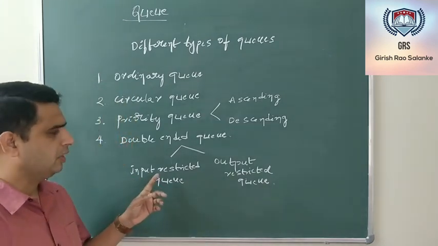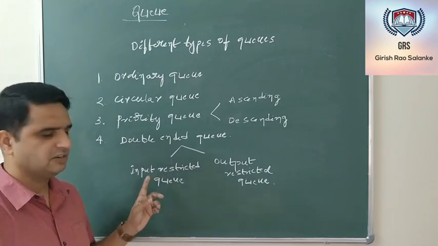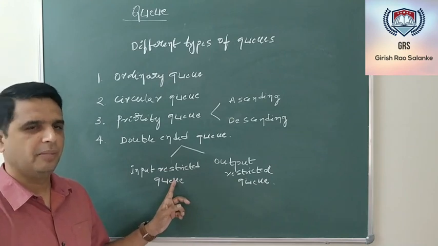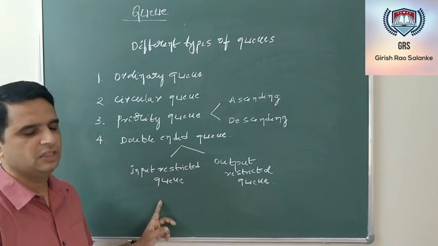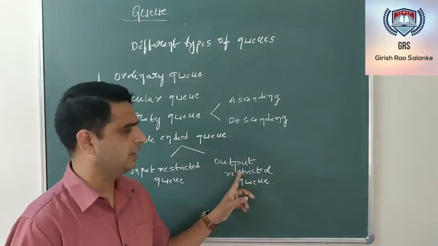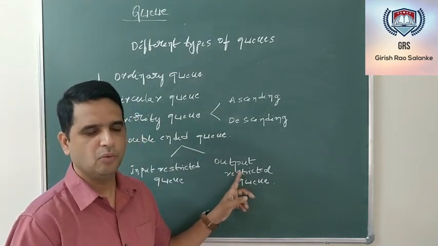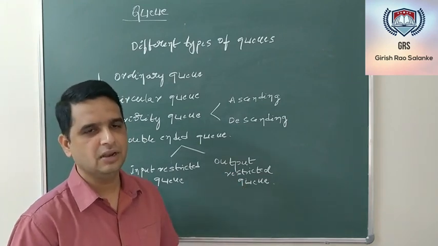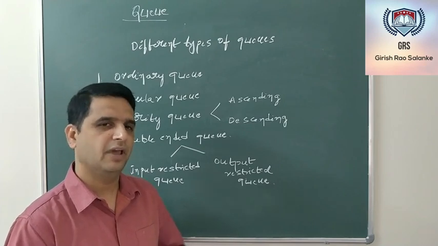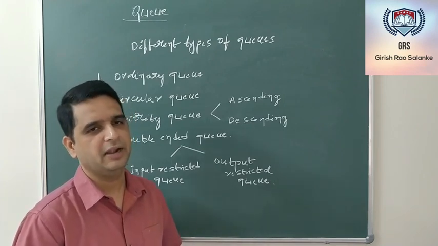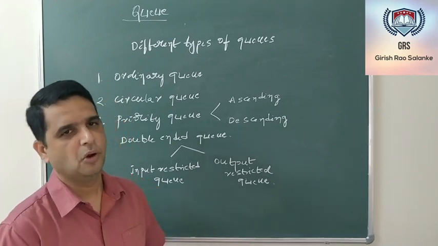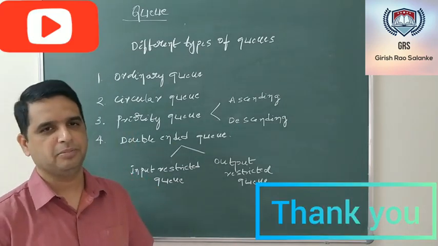In case of input restricted queue, the insertion can be done using only the rear end. We are restricting the front end for insertion operation. But the deletion can be done using both the front end as well as the rear end. In case of output restricted queue, we use only the front end for deletion and we restrict the rear end for performing the deletion operation. But both the front end and the rear end can be used to perform the insertion operation. Hope this is clear. This is about the different types of queues.